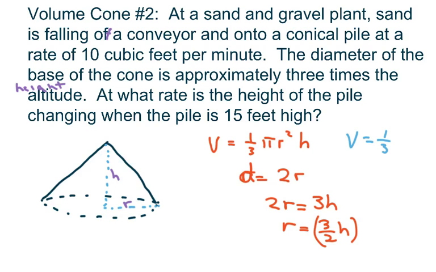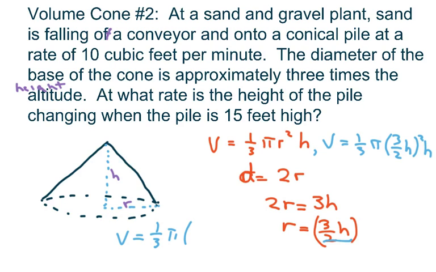Now, I'm going to plug this back in the formula, and what I'll get is my volume equals 1/3 pi times r, my r is 3/2 h, squared, times height. So that means my volume is going to be 1/3 pi times 9/4 h squared, because that's your r, so I'm just plugging that in, times h, which is going to equal, the volume is going to equal 3 pi over 4 times h cubed.